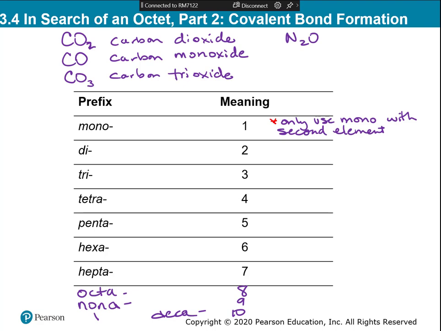So if I have 2 nitrogens, that would be called dinitrogen. I still keep the whole name of the first element, but I put di in front because there's 2 of them, and then that oxygen becomes monoxide because there's 1 of them, and it's the second element. I've got to include the term mono.